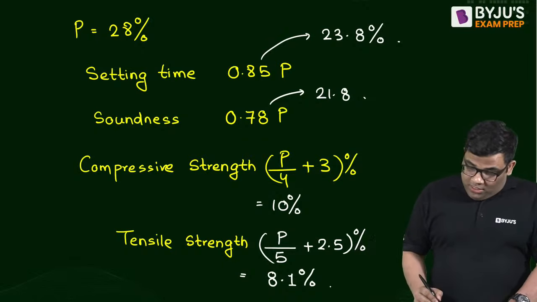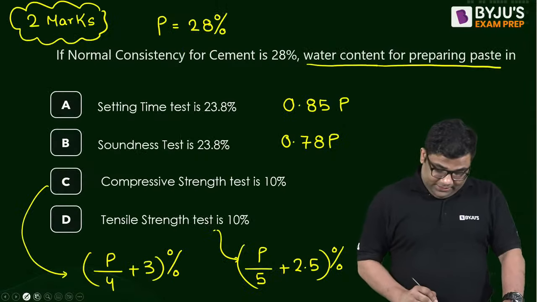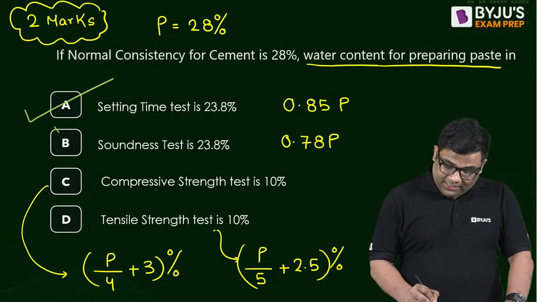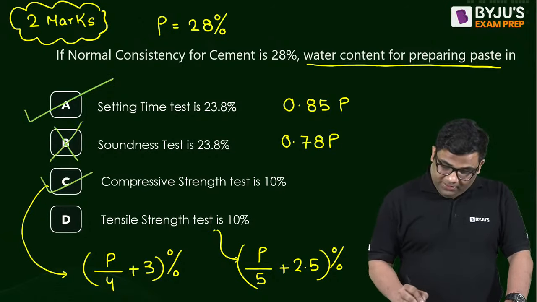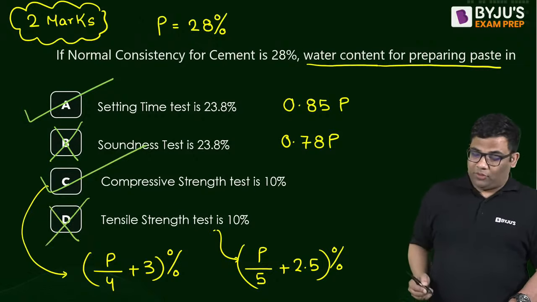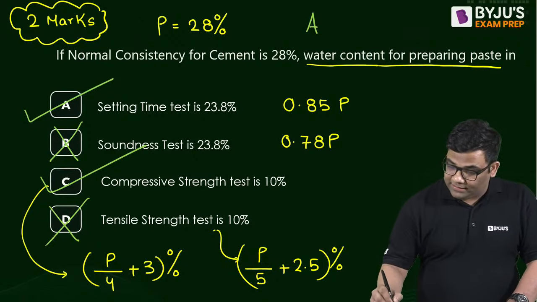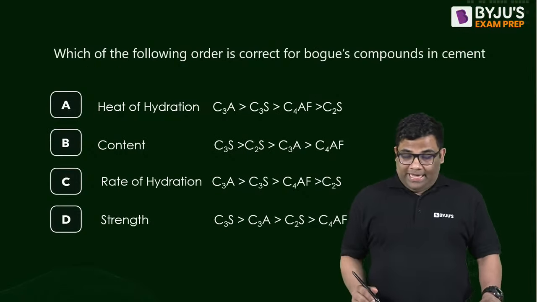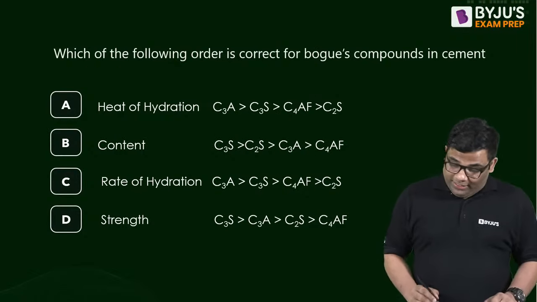8.1, yeah. So if you see the options, then yes, for setting time it is correct, but soundness test it is wrong, compressive test it is correct, tensile strength it is wrong. So I can say A and C. A and C. Understood? Very good.